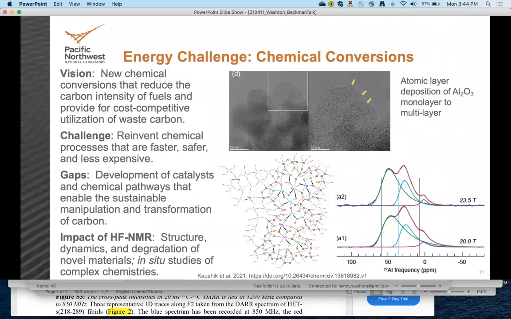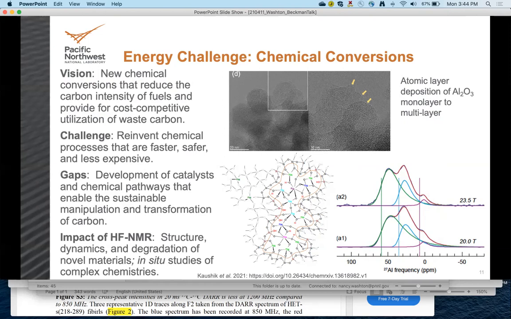So here's an energy challenge in the materials and inorganic chemistry space. Identifying more efficient chemical conversions is one of the biggest challenges to a more sustainable future for the planet. High field NMR can indeed play a significant role in this area by elucidating structure-function relationships. Aluminas are commonly used as catalyst substrates, sometimes as the catalysts themselves, especially as single atom sites. A key focus is on understanding structural changes to the alumina as a function of catalyst cycling.